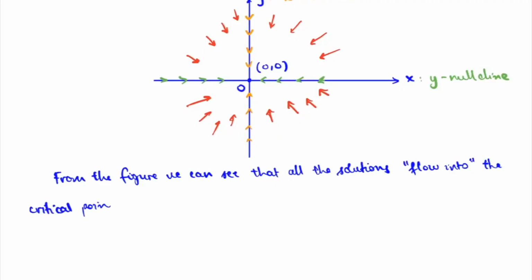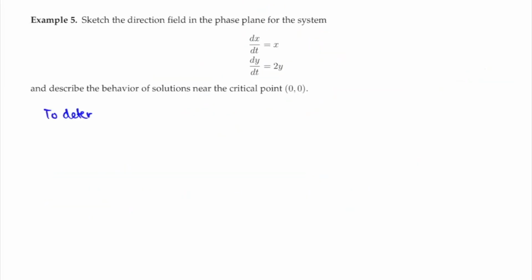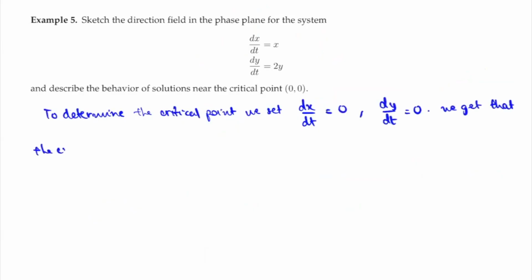Zero, zero. Thus, (0, 0) is asymptotically stable. So to determine the critical numbers or critical points, we set dx/dt equal to 0 and dy/dt equal to 0. The critical point is (0, 0).